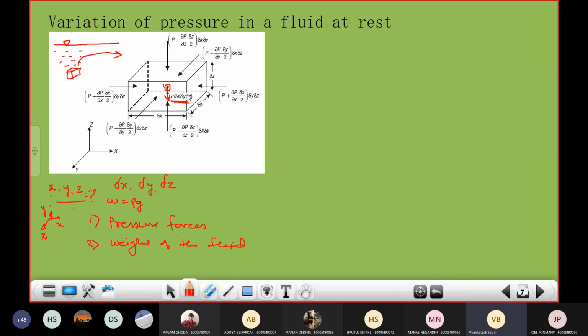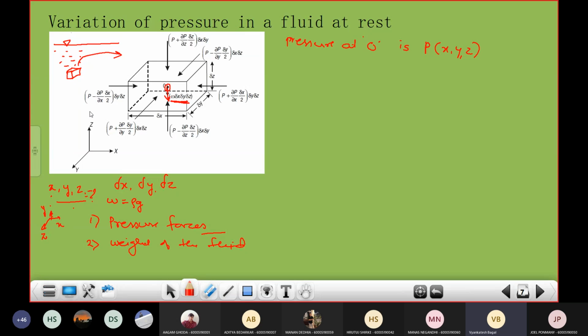So weight is specific weight into the volume of the element, which is delta x, delta y, delta z. So this is simply rho g V, vertically downward acting force, weight. Now what about the pressure forces? For that, we will assume that the pressure at this point O, let us assume that pressure at center O is P, and then I am just taking the coordinate system x, y, z. So let us say P is the pressure at this center of the parallelepiped, right?